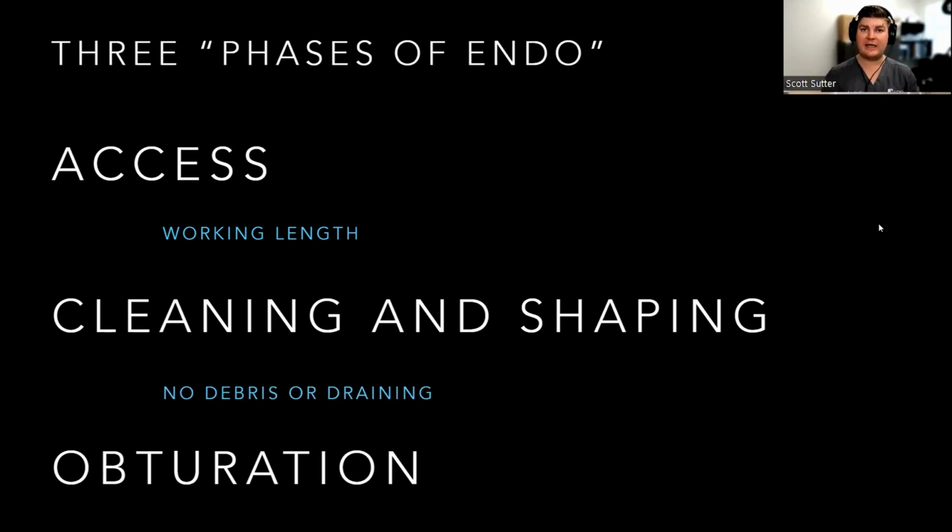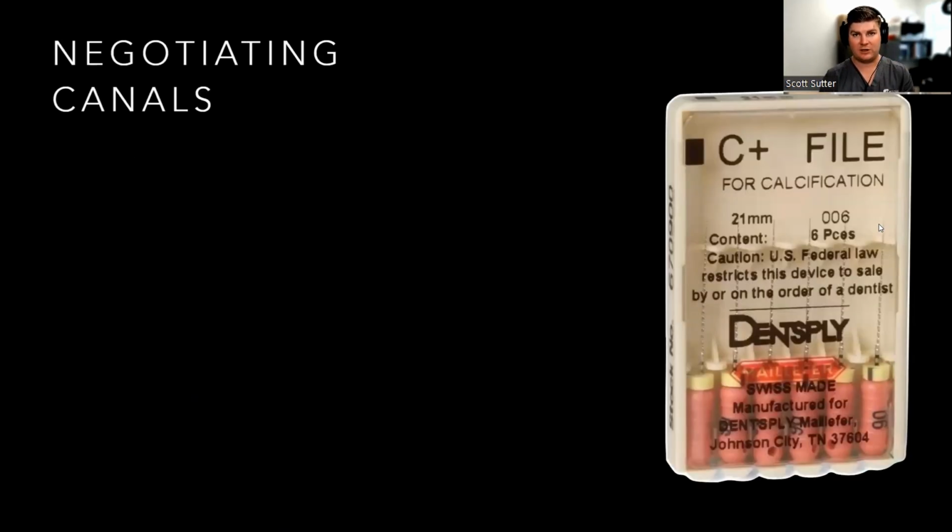Cleaning and shaping, I end that when I don't see any debris or drainage or anything like this. I include the rinsing or the GentleWave or whatever we're going to use in that. And then the one thing to consider is there is a fourth one, which is the restoration, but we can talk about that at a later point. So what we are still focusing on here in my mind is the access, because we haven't really gotten working length. The way you negotiate these canals is all up to you.